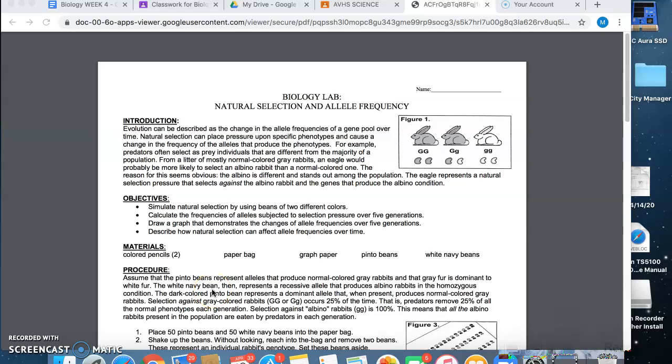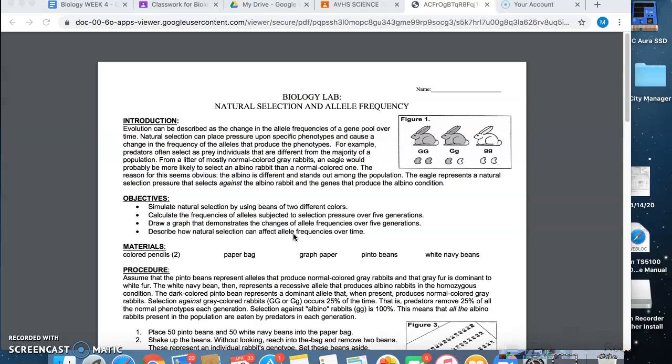This is my first webcam experiment, so bear with me and Mariah. We're going to be doing the natural selection and allele frequency lab, and so I think it's showing on your screen, hopefully. If not, I have printed it here. It looks like this, and it has some bunnies on it. Okay, so I'm just going to read the introduction if you can follow along.